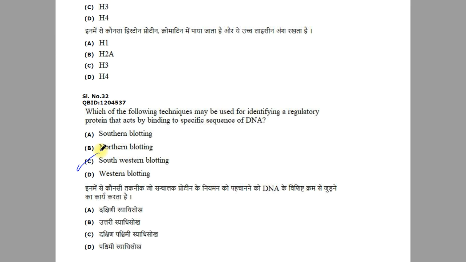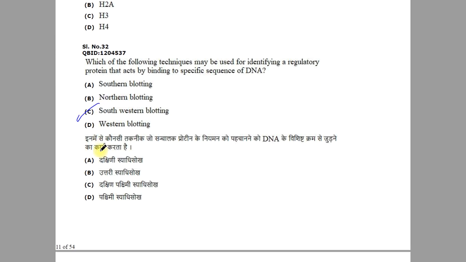Now, Southern blotting is the labeled DNA technique in which the labeled DNA which contains the putative regulatory proteins is incubated with the protein extract. It is combined with Western blotting, and the resulting DNA-protein complexes are then separated by gel electrophoresis. The option C, Southwestern blotting, is correct.